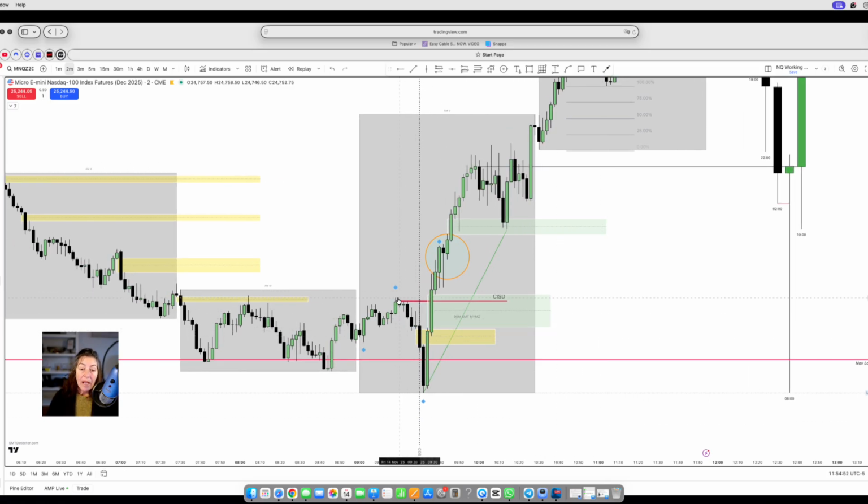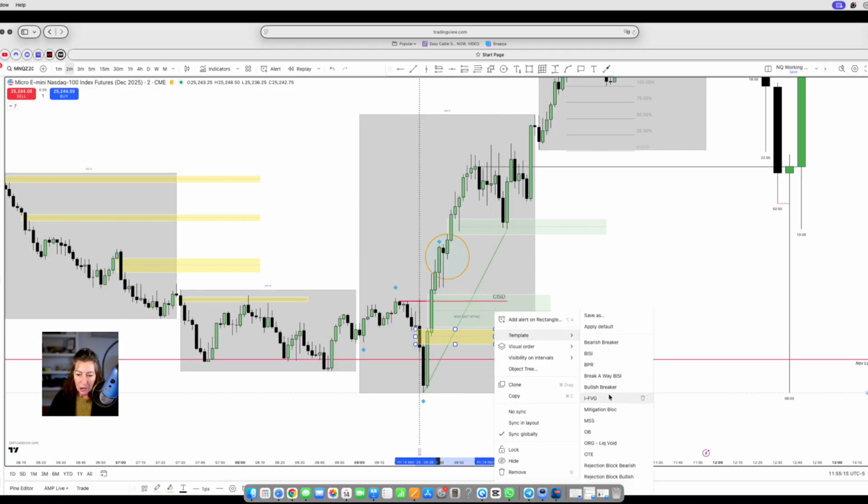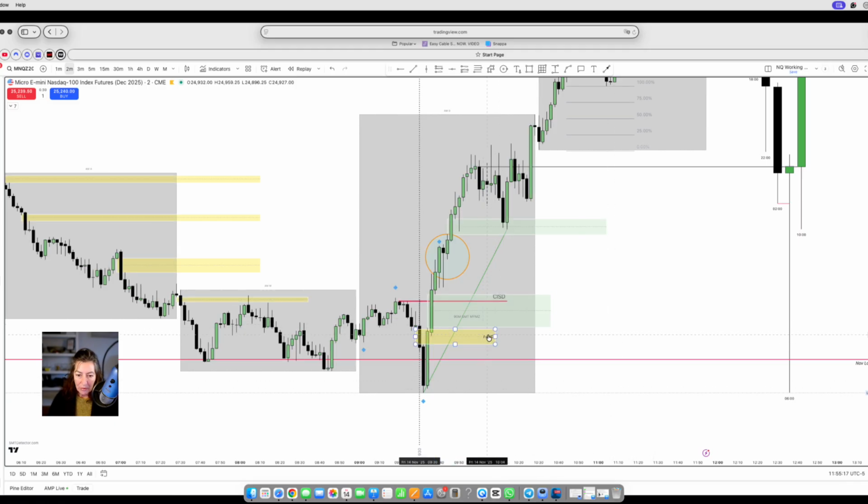The inverted fair value gap is on the range of candles that lead down into the purge of liquidity before the displacement out. So it's on this leg that I'm looking for the inverted fair value gap. Coming down, it would be a SIBI, but coming up, it turns into an inverted fair value gap, and price should respect this inverted fair value gap. So here's our inverted fair value gap.